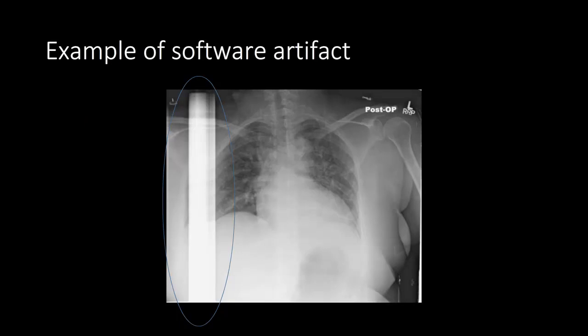Now look at this image of the chest. Notice the white bar moving down the right side. This is an error that may have occurred with the reader.